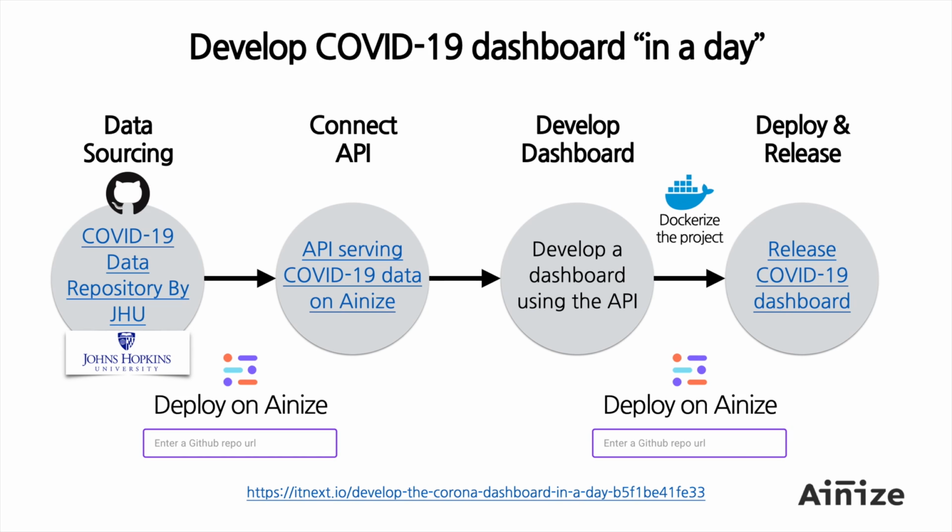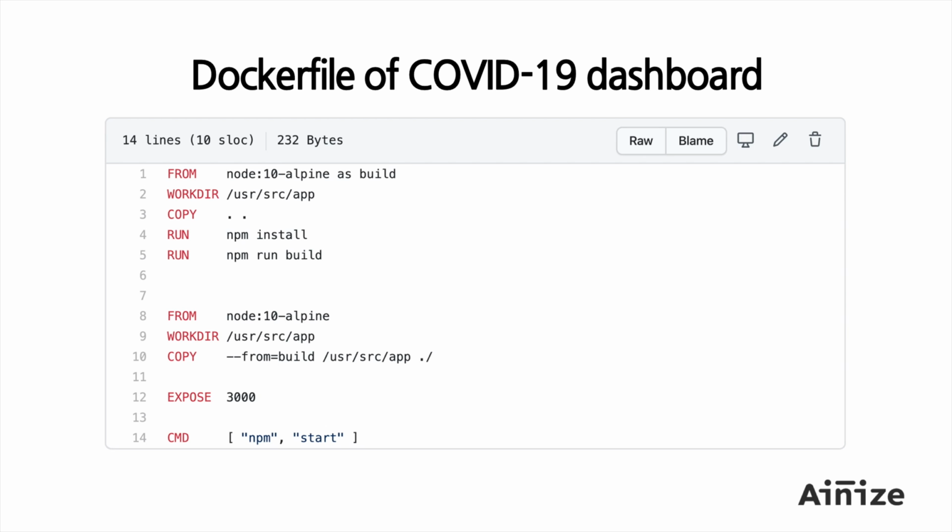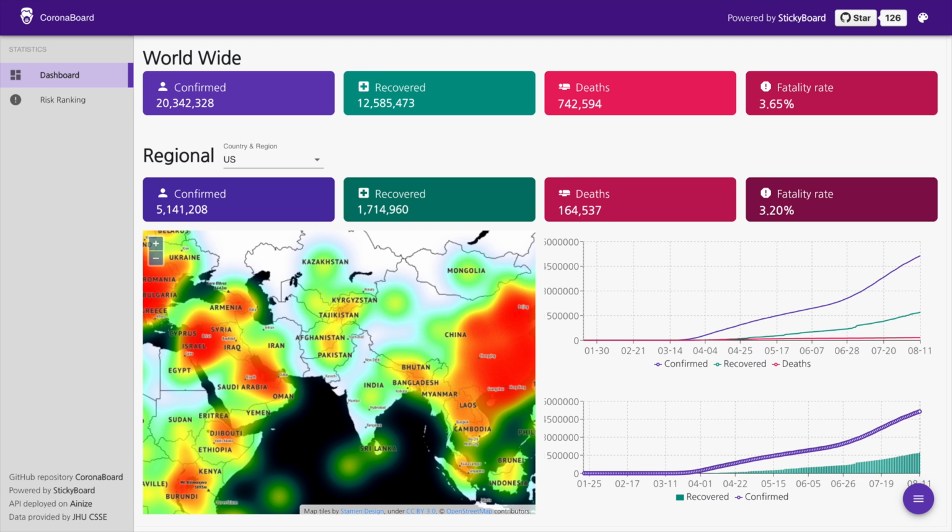After that, another front-end developer developed a dashboard using the API. He dockerized the project and deployed the dashboard on Ainize. In conclusion, both the backend API and the front-end dashboard are deployed on Ainize. This is the Docker file of the COVID-19 dashboard. You need to create a Docker file for your open source project to be an Ainized project. This is the Corona board deployed on Ainize. Both backend API and frontend dashboard are deployed on Ainize.